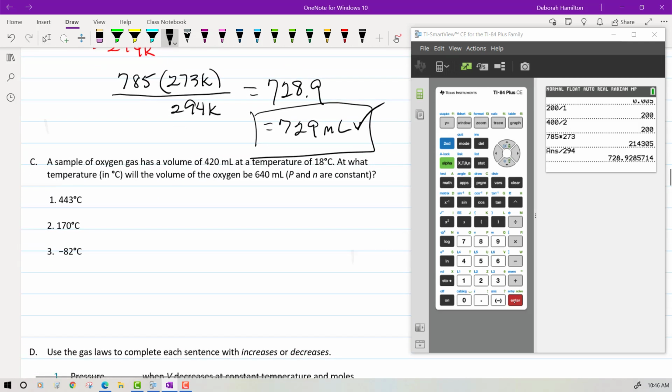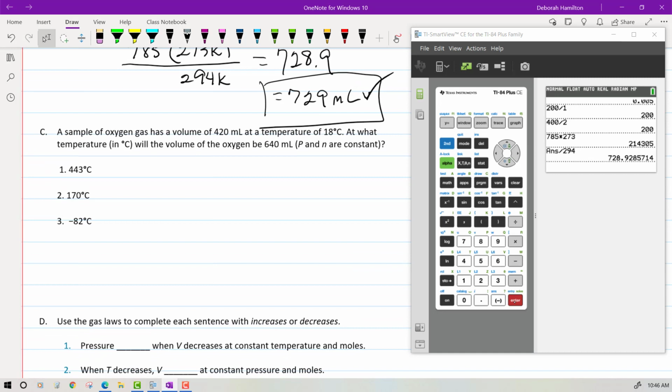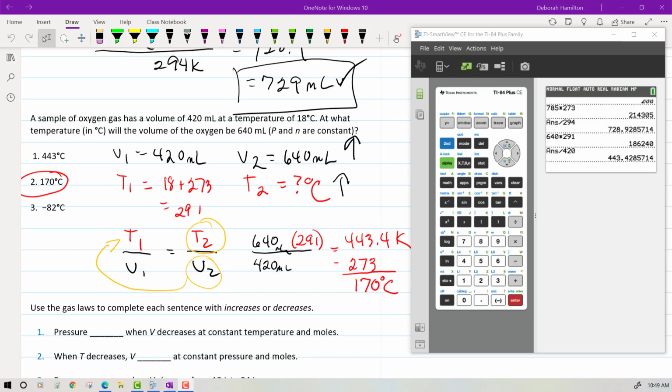All right, so here's another question that you can try. Stop the video and then come back and check your solution and your answer. If you look at your screen, let's check your assignment of variables. The first volume is 420 milliliters. The second volume is 640 mLs, so it's increasing. Since this is a direct relationship, volume increases because temperature probably increased in order to do that.